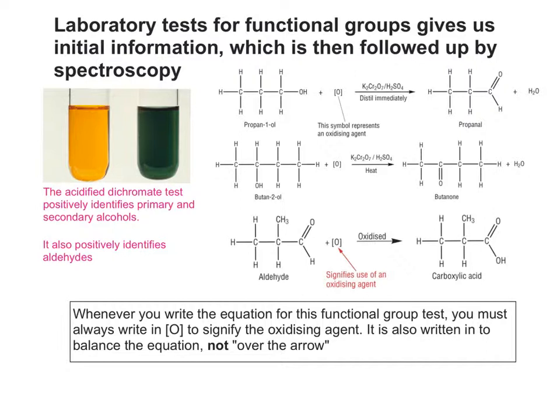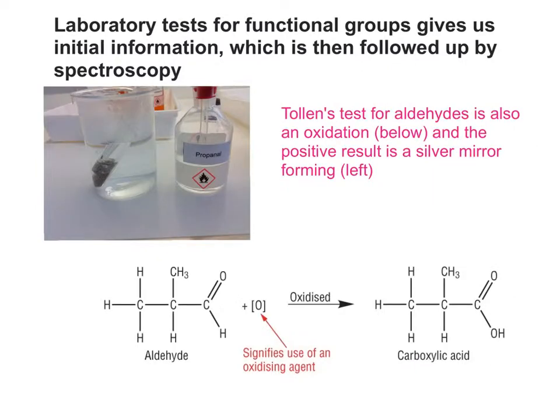If you look at the examples on the screen, you'll see that the K2Cr2O7 could be written over the arrow, but the oxygen is actually an atom that is used to oxidize the alcohol or the aldehyde. So therefore, the oxygen atom comes from, not the oxidizing agent. It's a shorthand for doing this. So Tollens' test for aldehydes is also an oxidation, by coincidence, so you could write it out the same way. And the positive result this time is a silver mirror forming, as you can see on the left-hand side on the photograph.